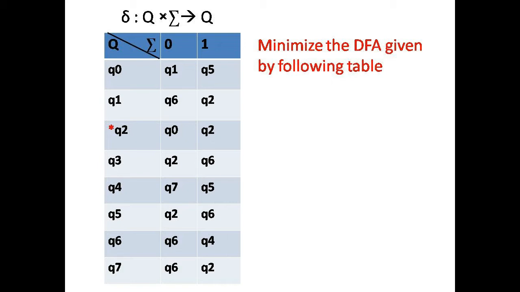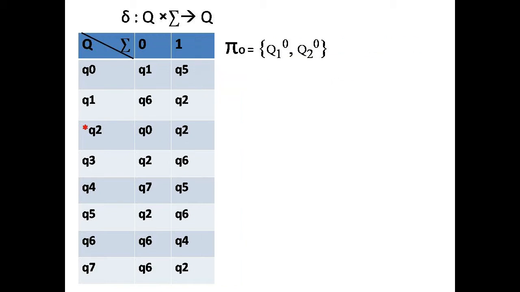Minimize the DFA given by the following table. The table contains the finite set of states Q0 to Q7. Input symbols are 0 and 1. Here Q2 is the final state. We have to minimize the given DFA.